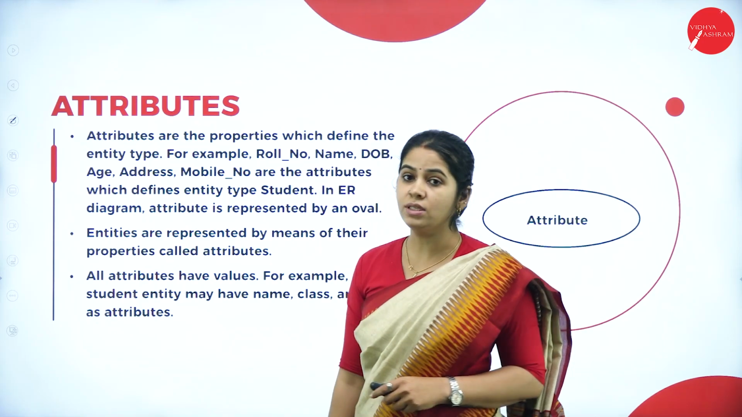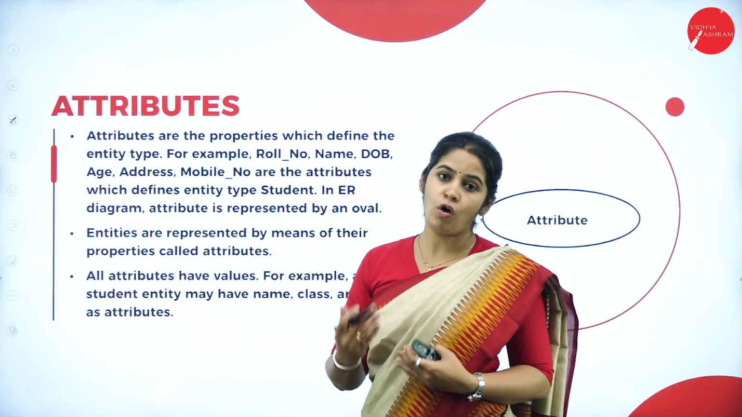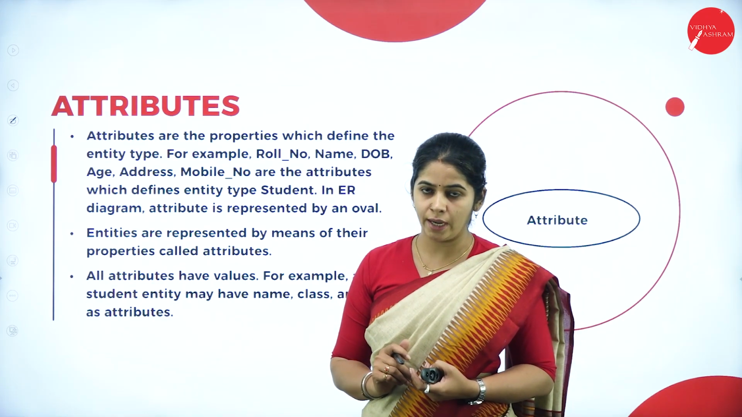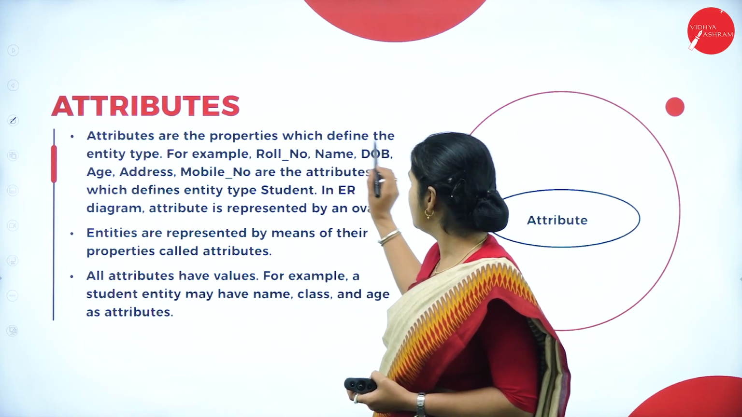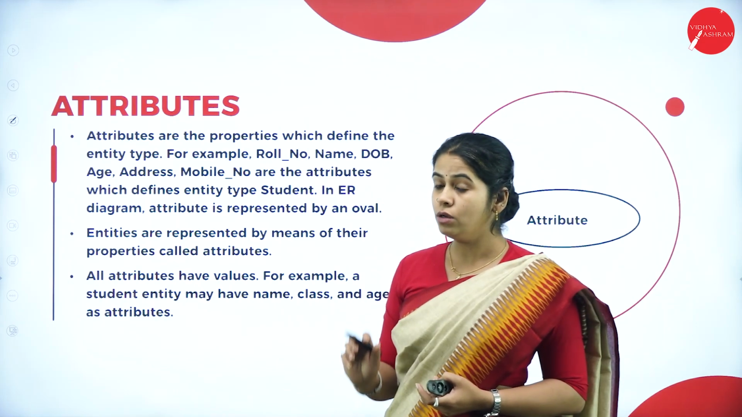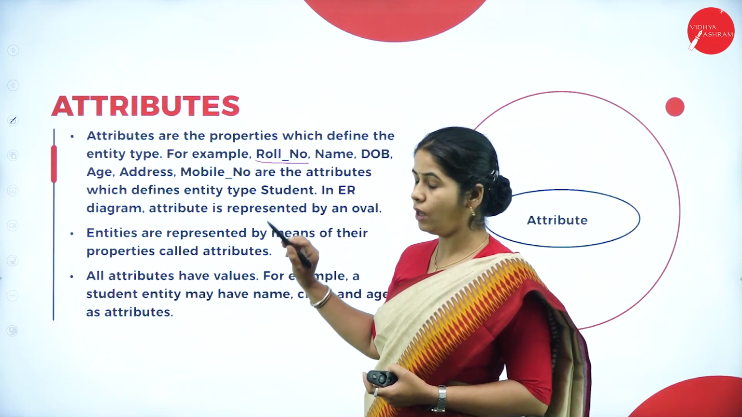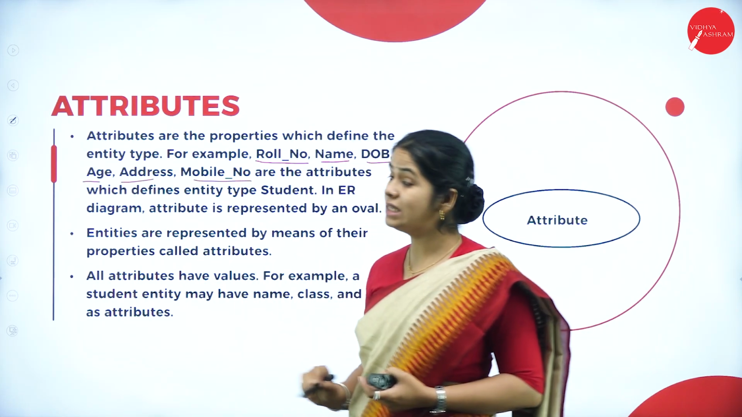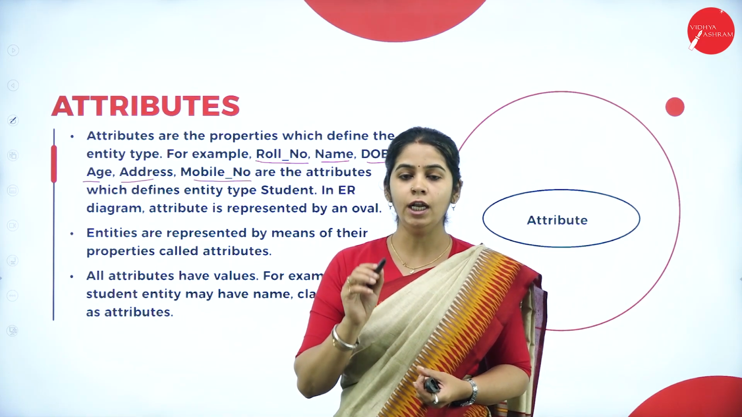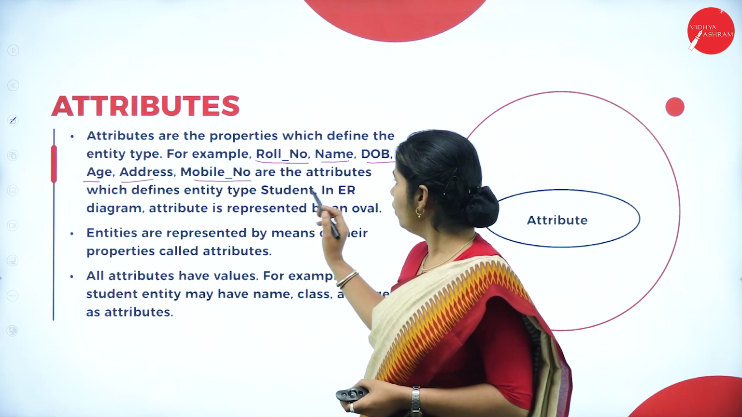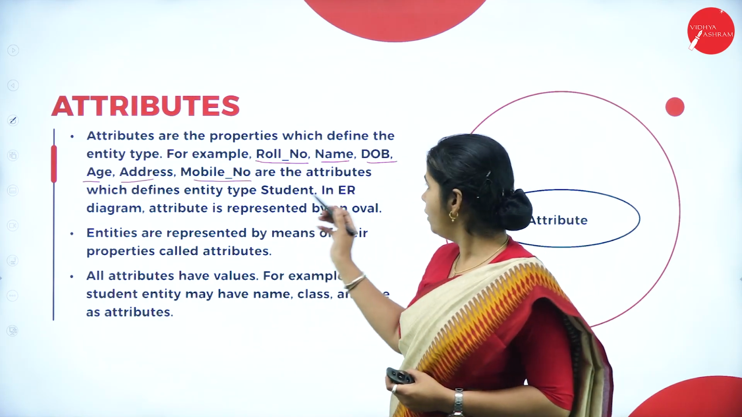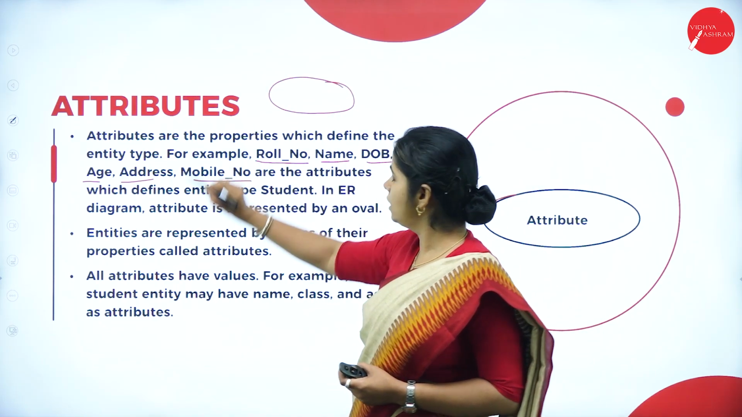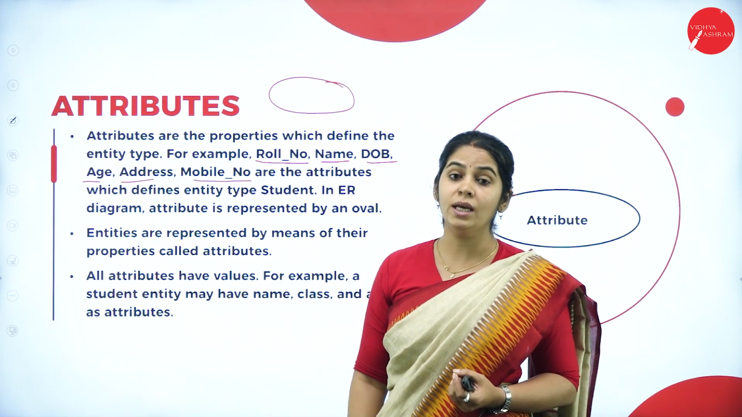Okay. Next what we have is attribute. We have already defined what an attribute is. Attribute is nothing but the property of the object. Attributes are the properties which define the entity type. For example, student: how are we defining the student? Using the roll number, name, date of birth, age, address, mobile number. These are all the attributes of the entity type student. Clear? How are we going to represent that in diagrammatic form? Attributes will be represented using the oval. By using this representation, we are going to represent the attribute in the ER diagram.